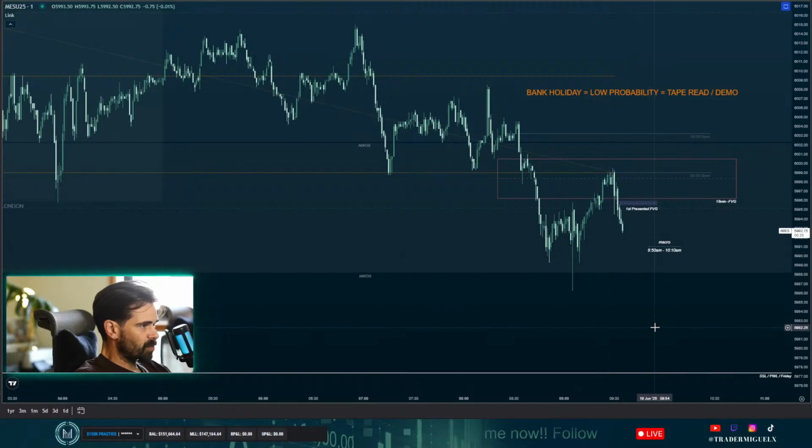So price is really digging to the downside. I'm expecting it to eventually give us some type of entry near the macro. And yeah, I'm just waiting for it, honestly.